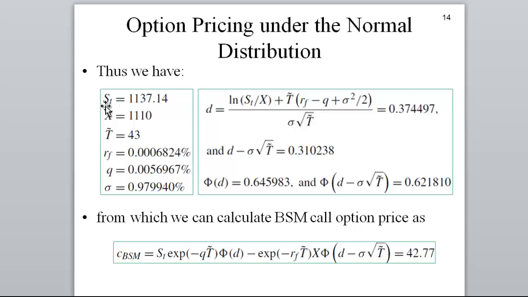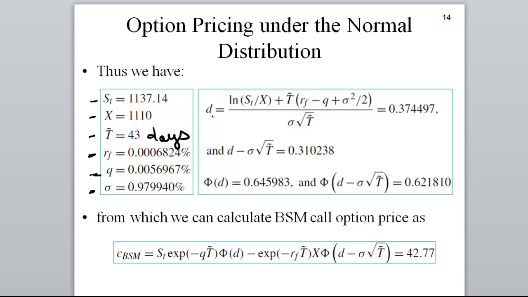Here we have the underlying stock price. The stock price right now is 11.37. This is the strike price, 11.10. Time to maturity, 43 days. This is the risk-free rate. Again, the units would be in days. And here we're putting dividends. And this is the implied volatility, the sigma, or the volatility standard deviation itself.